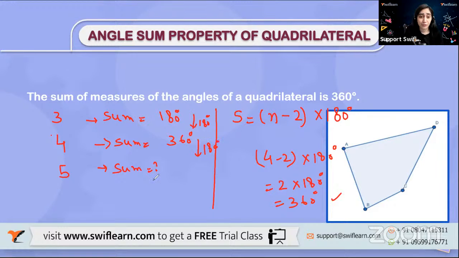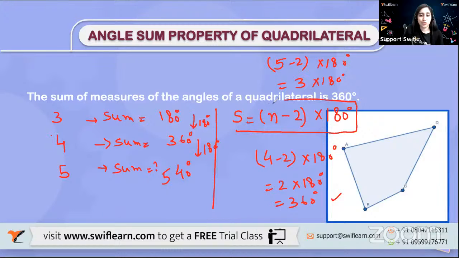So what will it be for a pentagon? A pentagon has five sides. So 5 minus 2 into 180 degrees. 5 minus 2 is 3, into 180 degrees, that comes out to be 540 degrees. That's right. Clear? So just remember this formula: (n minus 2) into 180 degrees. By this, you are able to calculate the sum of the angles of whichever polygon is given to you.